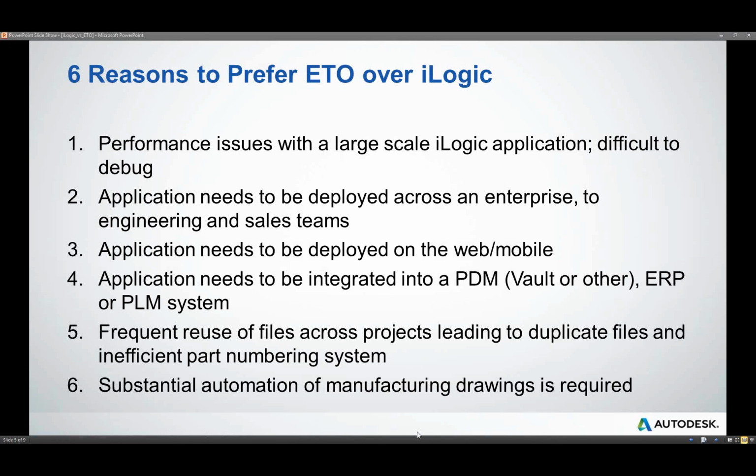Configurator 360 is a platform for both to be able to do that with the web and mobile. Frequently used files, a lot of times, creating leads to a lot of duplicate files. So ETO is helping to automate the part numbering systems, also being able to automate a lot more of those drawings that are needed for those manufacturing requirements.